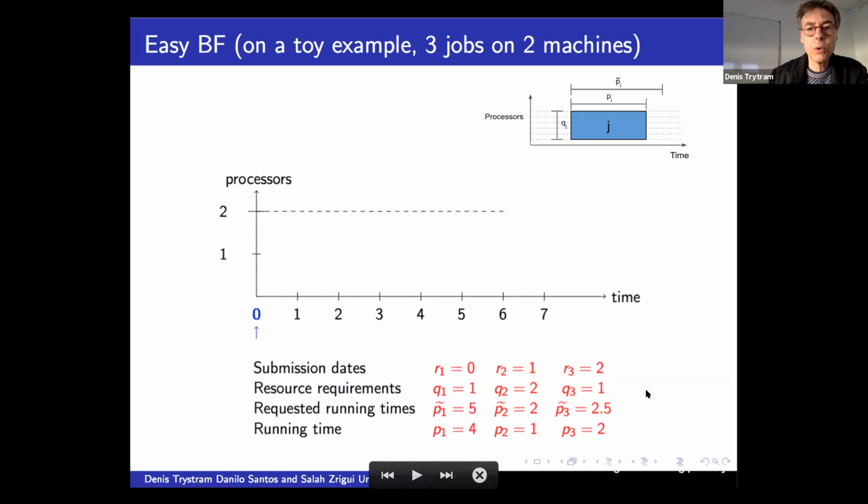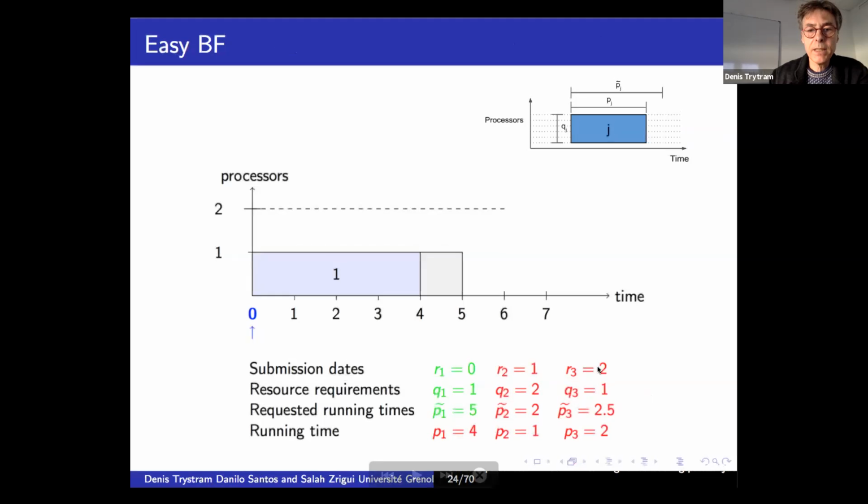Okay, so at time 0 there is nothing. So the first job is coming. Then the number of machines required is 1, and the duration is 5. So then we reserve 5. Okay, and here I just put in gray the difference between the actual running time and the expected one.